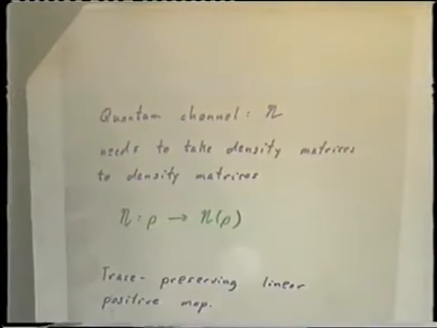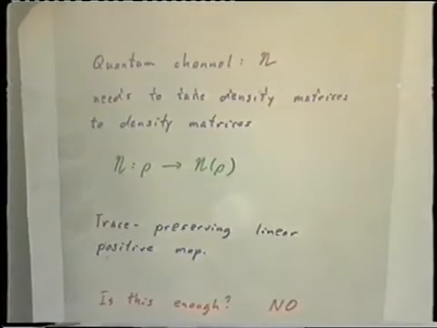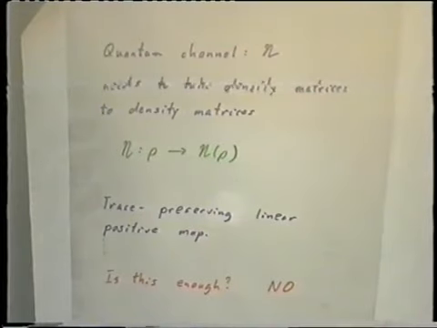We want to say something about quantum channels. I'll define quantum channels now. One thing they need to do is take density matrices to density matrices, because you stick a quantum state in, you want to get a quantum state out. So that means they have to be trace preserving, linear because quantum mechanics is linear, and positive, which just means that you put a positive semi-definite matrix in, you get one out. So this is clearly necessary. One question is, is this sufficient?